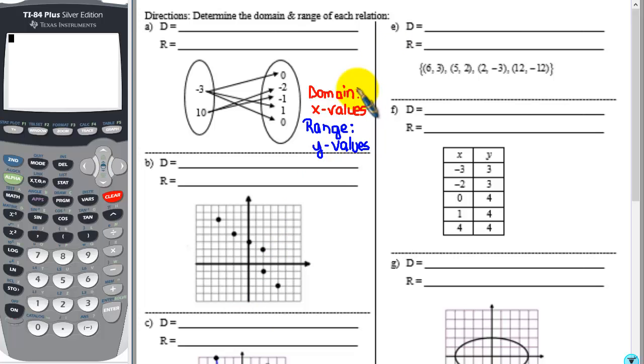Okay, so now remember, on a diagram, the first balloon has the x values. The second balloon has the y values. So if I want to find the domain, basically what I'll have to do is write the x values. We usually write it in numerical order, so -3 comes first and 10 comes second. Okay, and the range is going to be the second diagram.